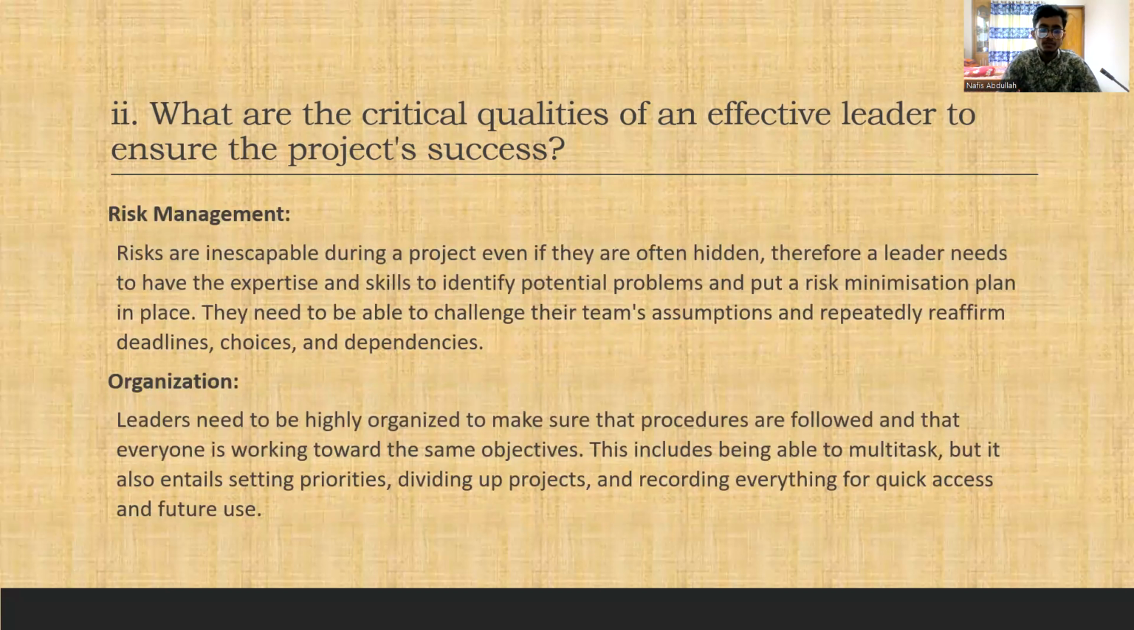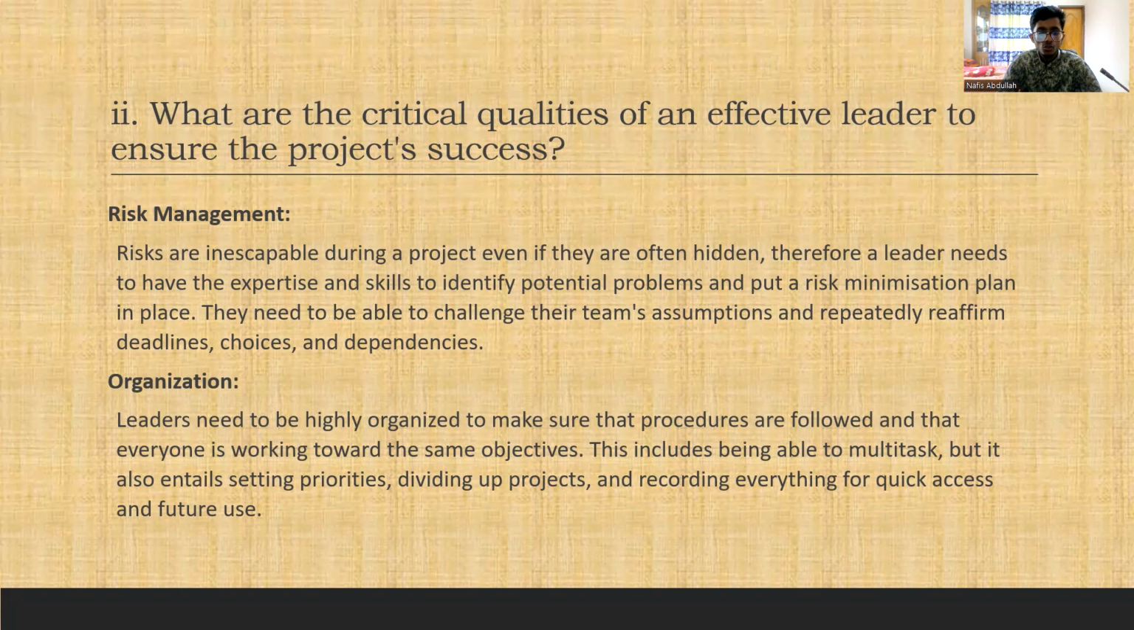Next is risk management. Risks are unavoidable during a project. Even their leader must have expertise and skills to identify potential problems and put a risk minimization plan in place. They need to be able to challenge the team's assumption and repeatedly affirm deadlines, choices, and dependencies.